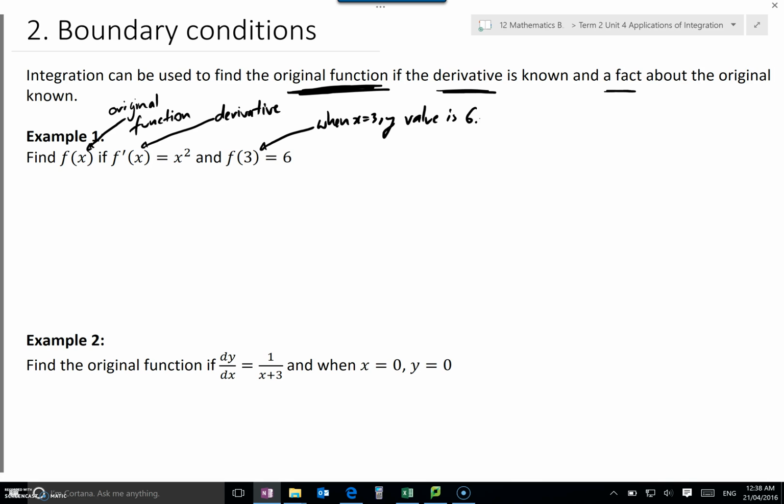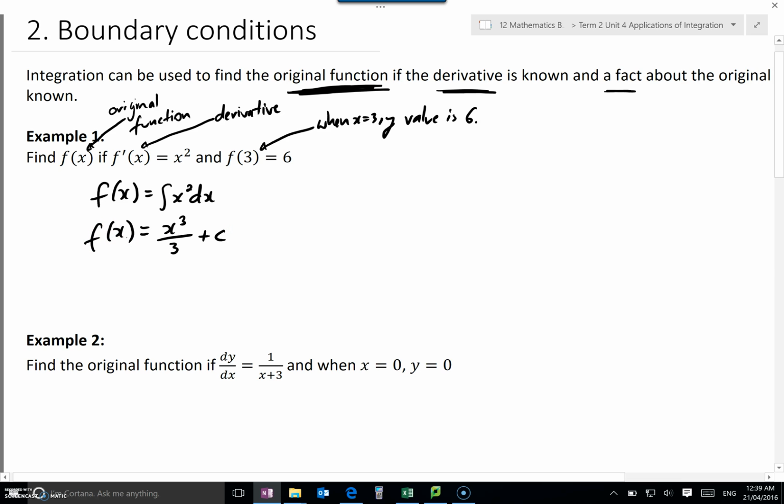So I'm trying to find the original function. I know the derivative is x squared. To find the original function, I need to integrate the derivative with respect to x. I need to do the undo of it, undo the differentiation. I'll add 1 to the power, divide by that new power, plus c.